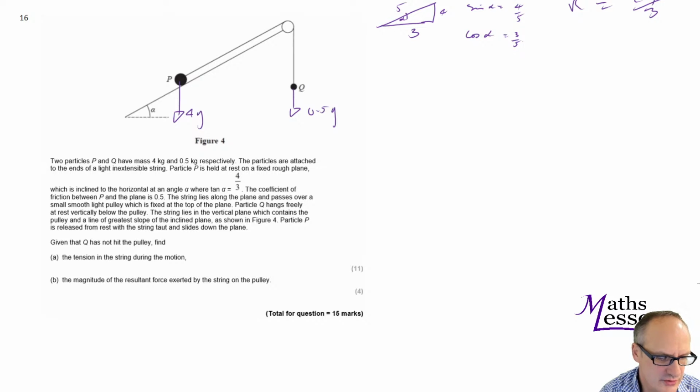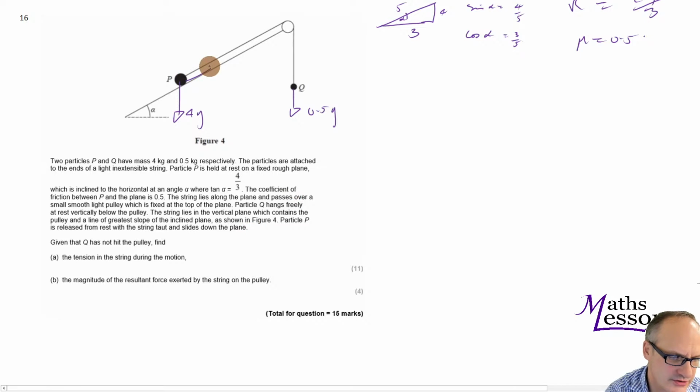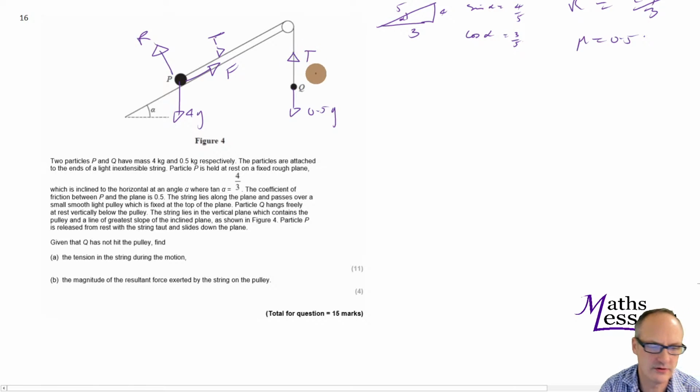The coefficient of friction between P and the plane is 0.5, so we know that mu equals 0.5. The string lies along the plane and passes over a small light pulley. Q hangs vertically below. The string lies in a vertical plane containing the pulley and the line of greatest slope of the inclined plane. Particle P is released from rest with the string taut and slides down the plane. So friction is going to go this way, and we're going to have tension this way, and our normal reaction going this way, and tension that way on Q. The system is going to accelerate this way and this way.